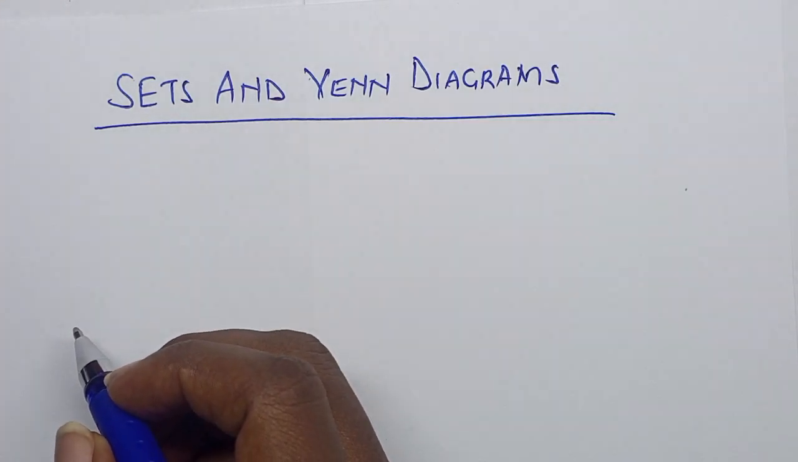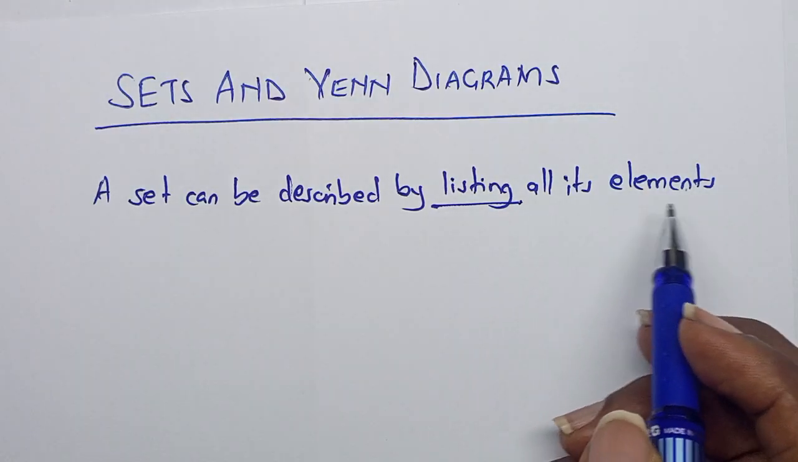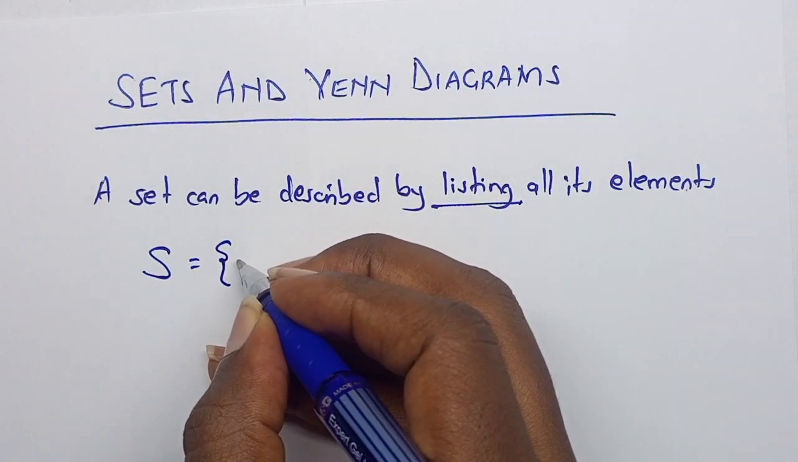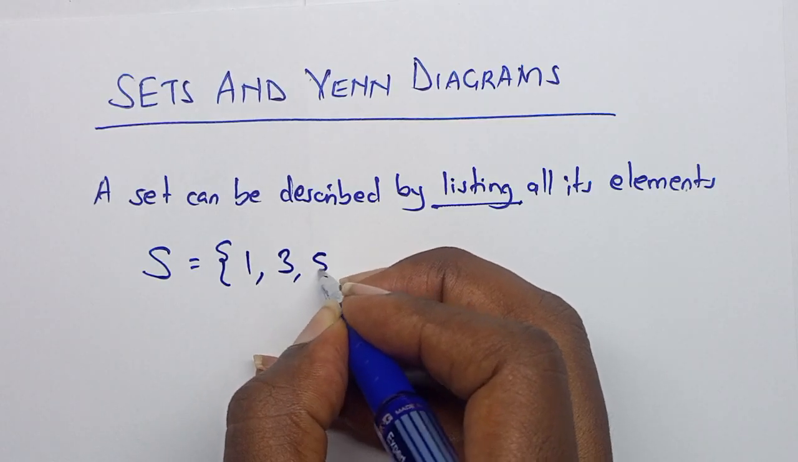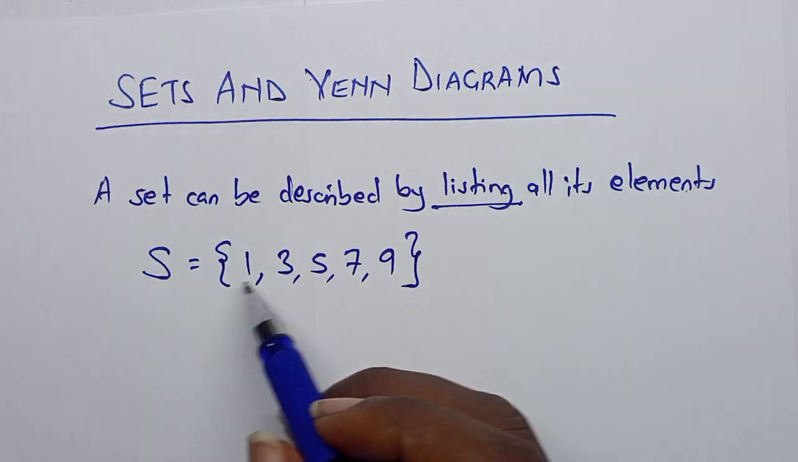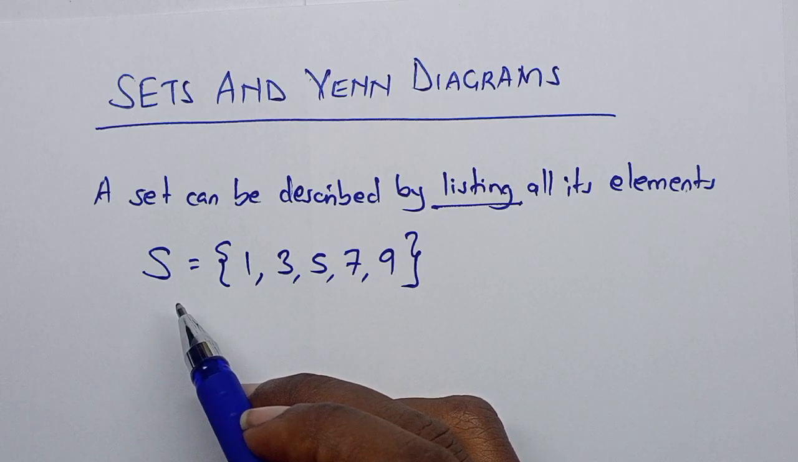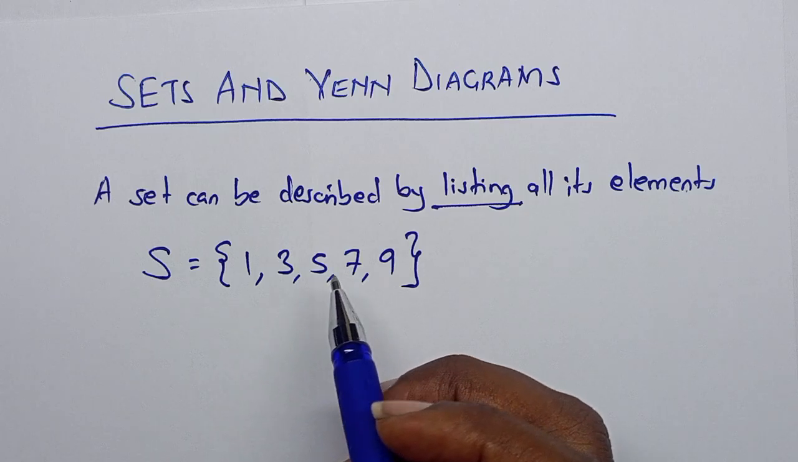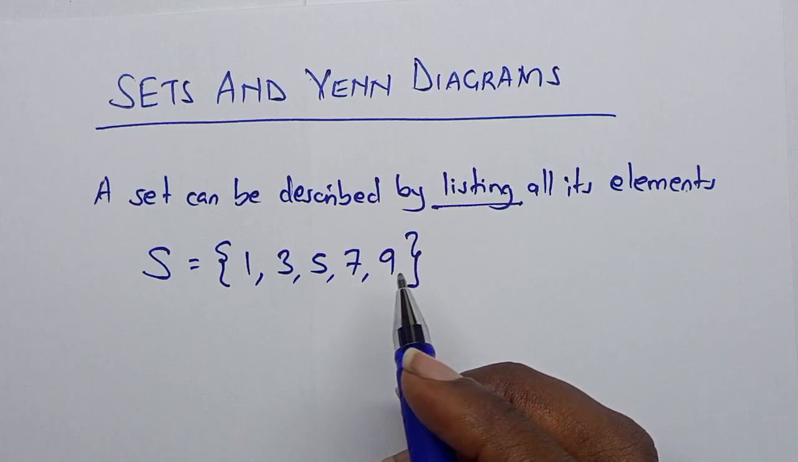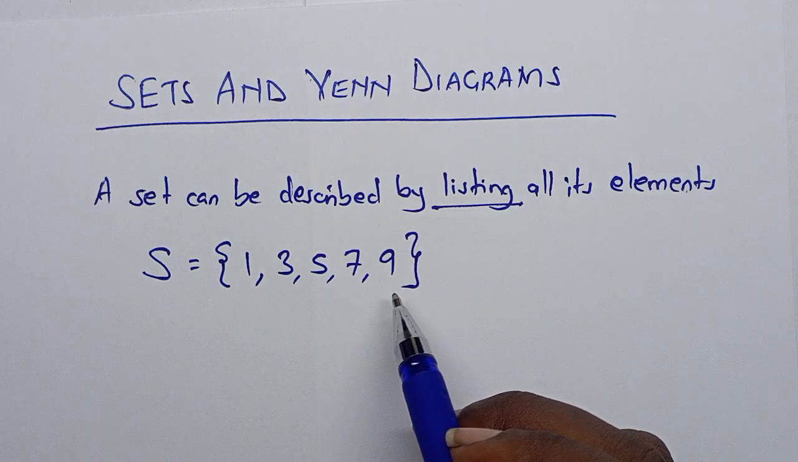Now let's describe a set. Now a set can be described by listing all its elements. For example, we can have this set here with 1, 3, 5, 7, and 9. This is read as, set S is a set of elements 1, 3, 5, 7, and 9. The 5 elements are separated by commas and they are always listed or enclosed within these curly brackets.